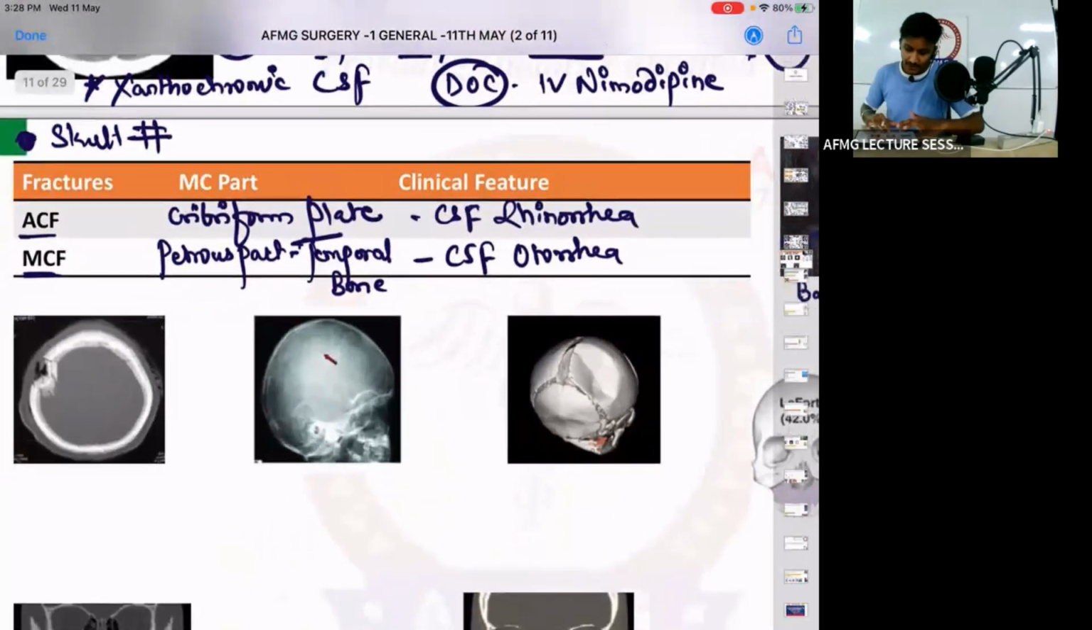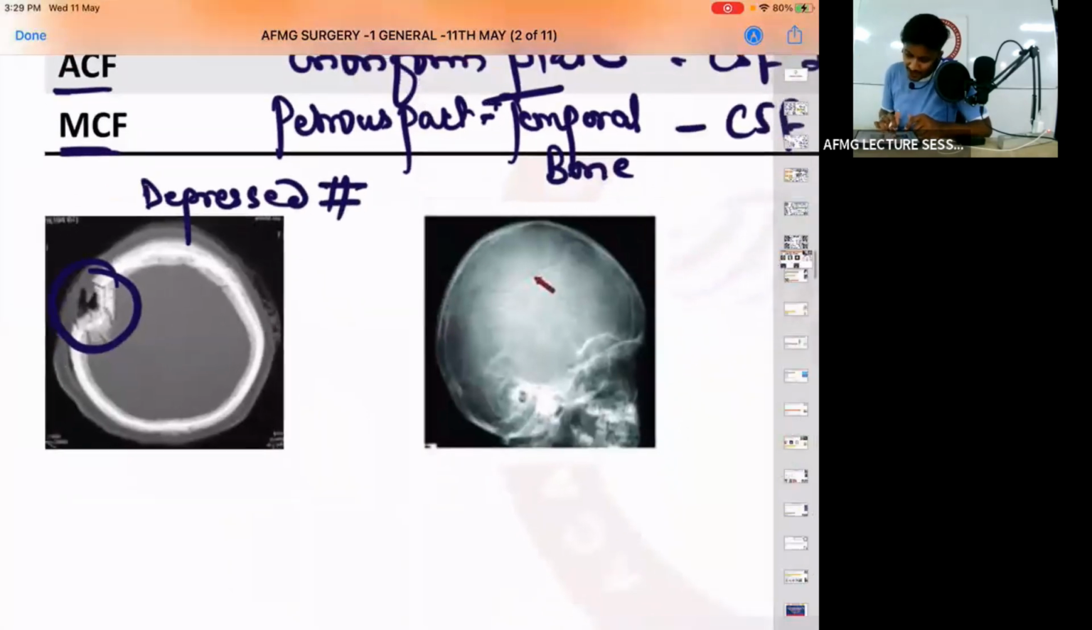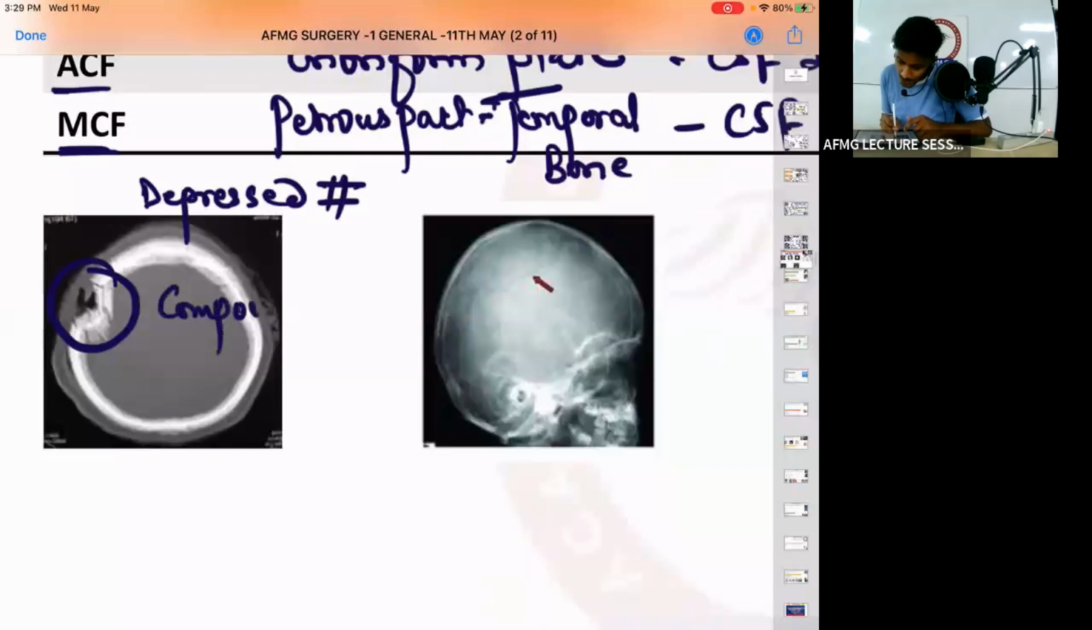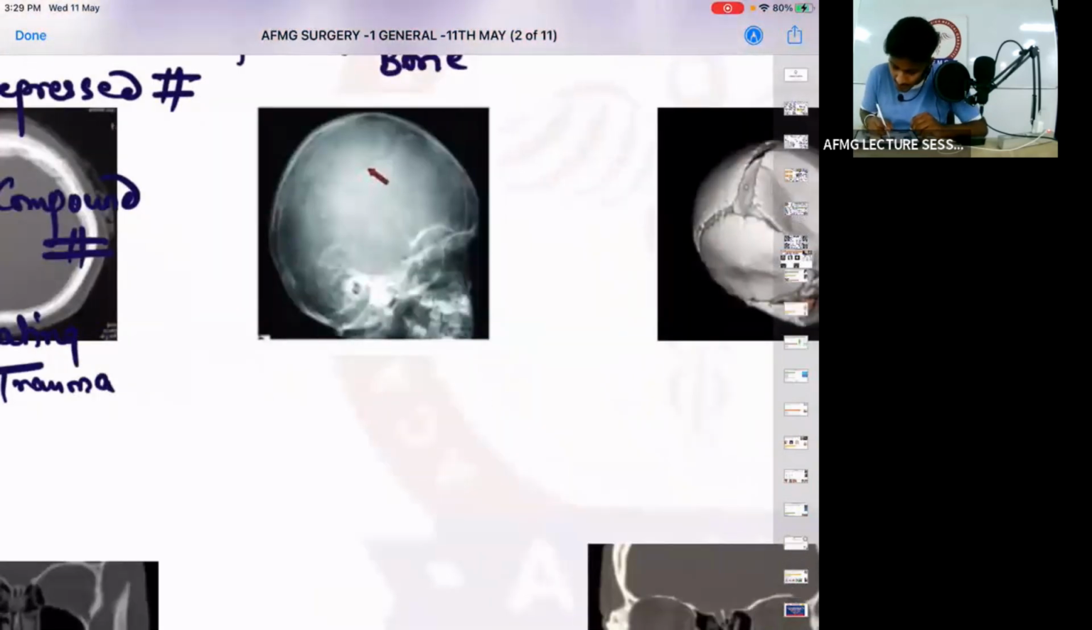Okay. Next, if I talk about skull fractures, this one is which type of fracture? With a penetrating trauma or maybe with a hammer, this is a depressed fracture. It is an example of a compound fracture. It is caused by which type of trauma? Penetrating trauma.